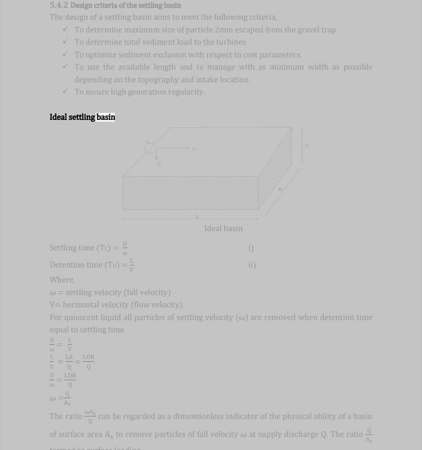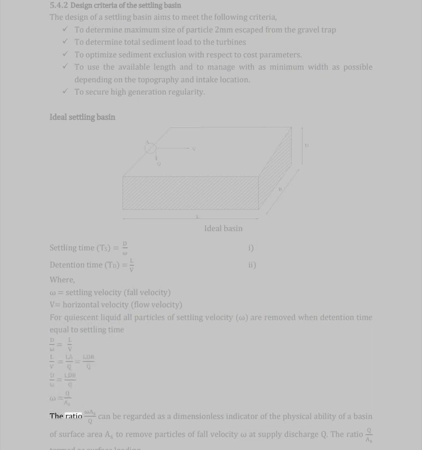Ideal settling basin. Settling time, Ts, equals 1. Detention time, Td, equals 2. Where omega equals settling velocity, fall velocity, v equals horizontal velocity, flow velocity. For quiescent liquid, all particles of settling velocity omega are removed when detention time equals settling time.